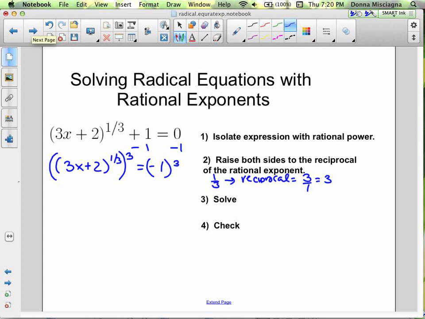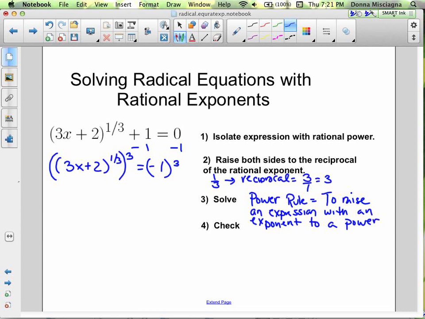So our next step, to raise something to a power, that's the power rule. You should put this in your notes. Power rule. And this would be a review from Algebra 1. To raise an expression with an exponent to a power, you just multiply exponents. And this is actually something we're going to use several times this semester. You just multiply exponents. So to raise a power to a power, you multiply exponents.